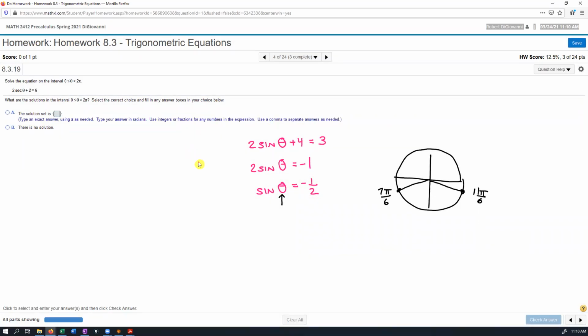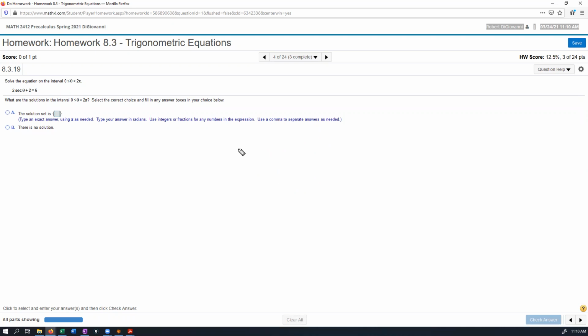Okay, same sort of question. We have 2 secant theta plus 2 equals 6. Didn't do a secant in class, but this does look linear. Subtract 2 on both sides. Divide by 2. And so we want to know where secant theta is 2, but that's the same as saying where is cosine theta, the reciprocal of 2, which is 1/2.